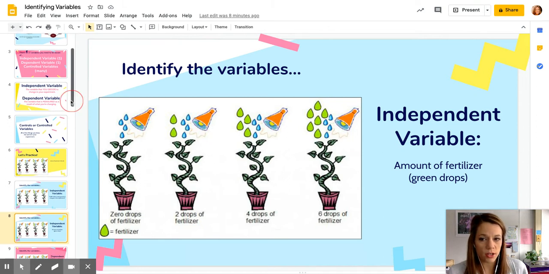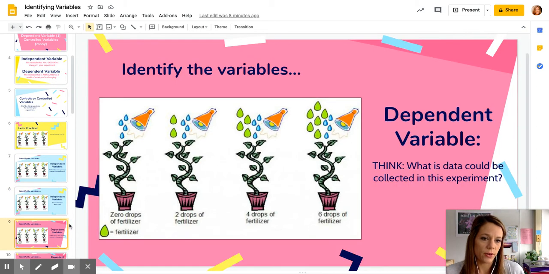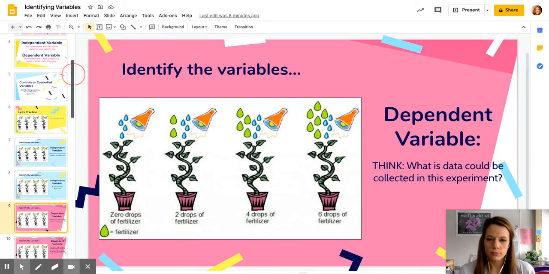So again, that's our independent variable if we were doing this little experiment. Dependent variable, again, is what data is being collected. Now, it doesn't really say here, there's no clues as to what this picture is indicating of what's being measured, but I want you to think right now, if we were changing fertilizer amounts, what are some things that we could take data on as a result of different amounts of fertilizer? And I want you to think a little bit before I tell you some answers. What could we collect data on if we're changing the amount of fertilizer?